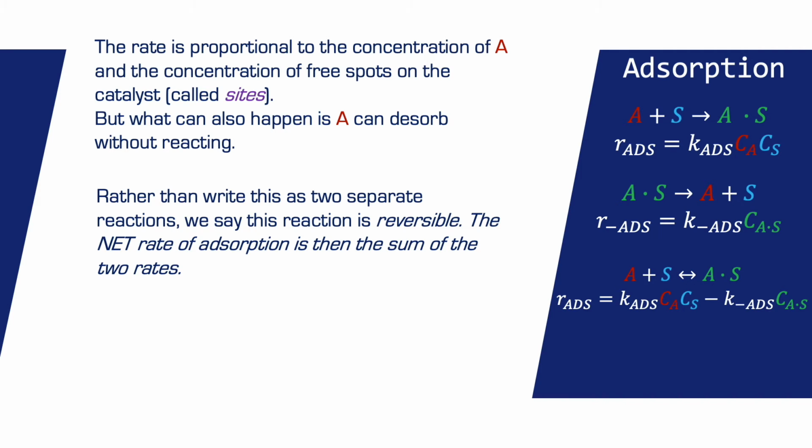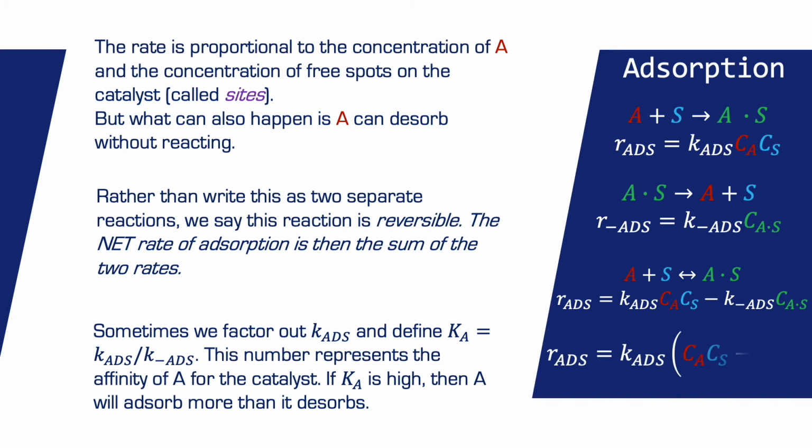Rather than write this as two separate reactions, we say this reaction is reversible. The net rate of adsorption is then the sum of the two rates. Sometimes we factor out k_ADS and define K_A equals k_ADS over k_-ADS. This number represents the affinity of A for the catalyst. If K_A is high, then A will adsorb more than it desorbs.